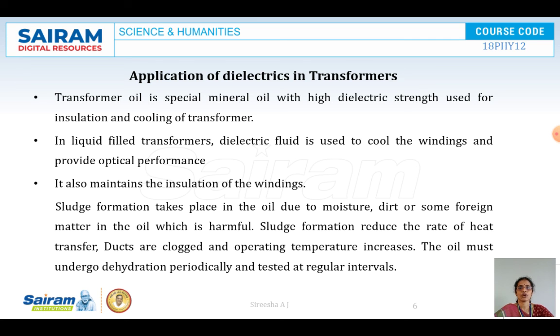So these are a few applications of dielectrics where the oil is used. In liquid filled transformers, when the liquid is allowed to pass through, it takes away the heat and the temperature is reduced, thereby a cooling effect takes place. It also maintains the insulation of the windings.